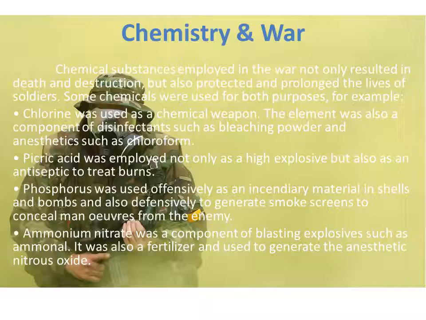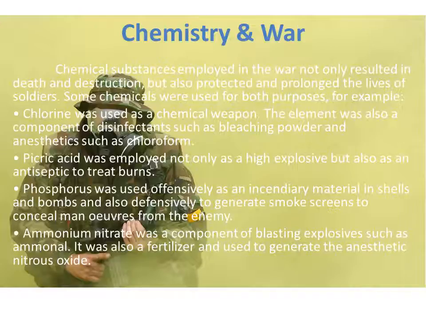Chemistry and war. Chemical substances employed in the war not only resulted in death and destruction, but also protected and prolonged the lives of soldiers. Some chemicals were used for both purposes. For example, chlorine was used as a chemical weapon. The element was also a component of disinfectants such as bleaching powder and anesthetics such as chloroform.